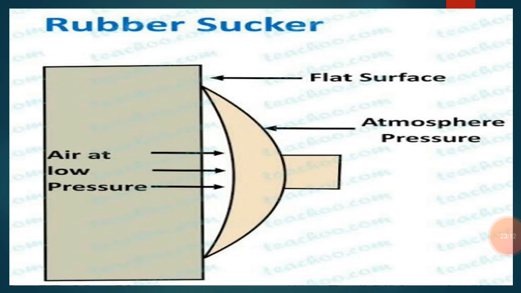The rubber sucker looks like a small concave shaped rubber cup. Just look at the diagram that is given to you here. The rubber sucker is also known as suction cup. Why is it known as suction cup? Because it sticks to the surface by suction.